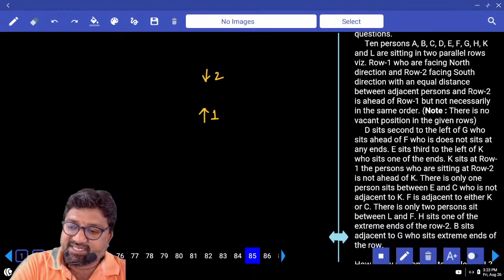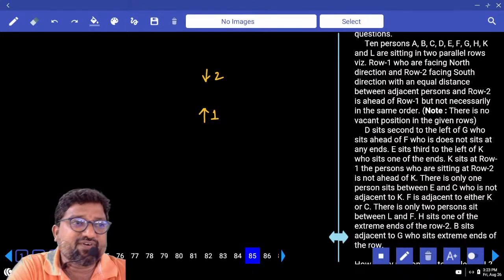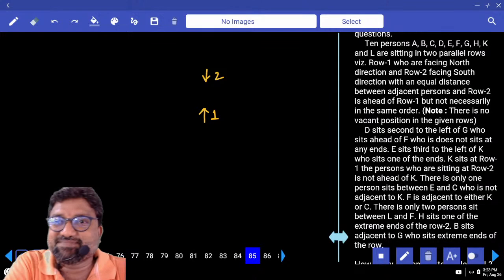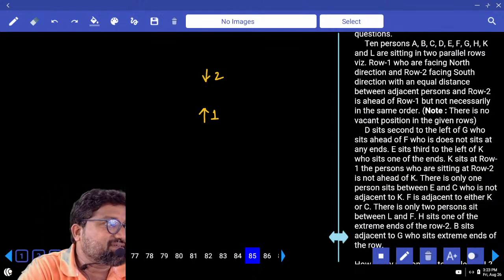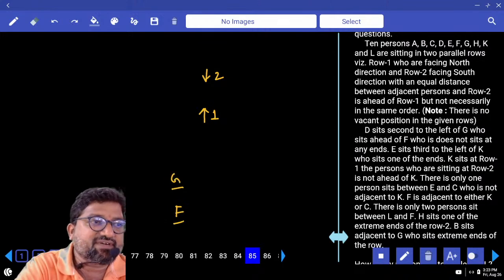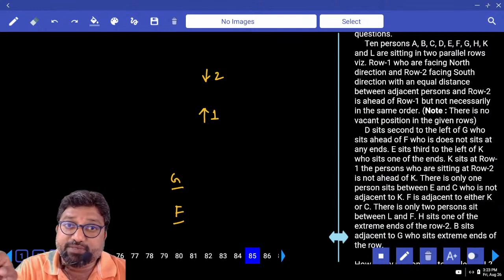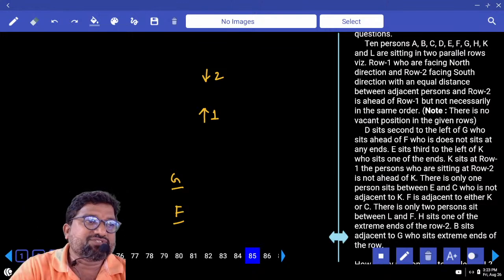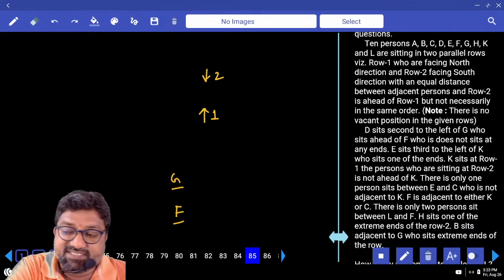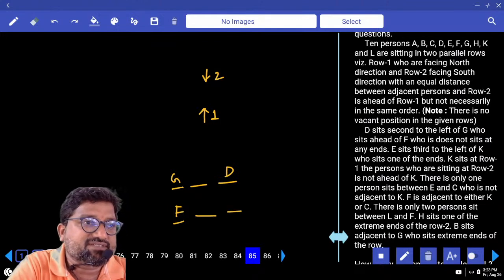D sits second to the left of G, G who sits ahead of F. So F is in row 1, tell me. Here, taking F, G who sits ahead of F is correct. It was clearly mentioned above that row 2 is ahead of row 1. So G is ahead of F, which means F is definitely in row 1. And what's the point? D sits second to the left of G. Second to the left of G is on your right because row 2 is facing south.